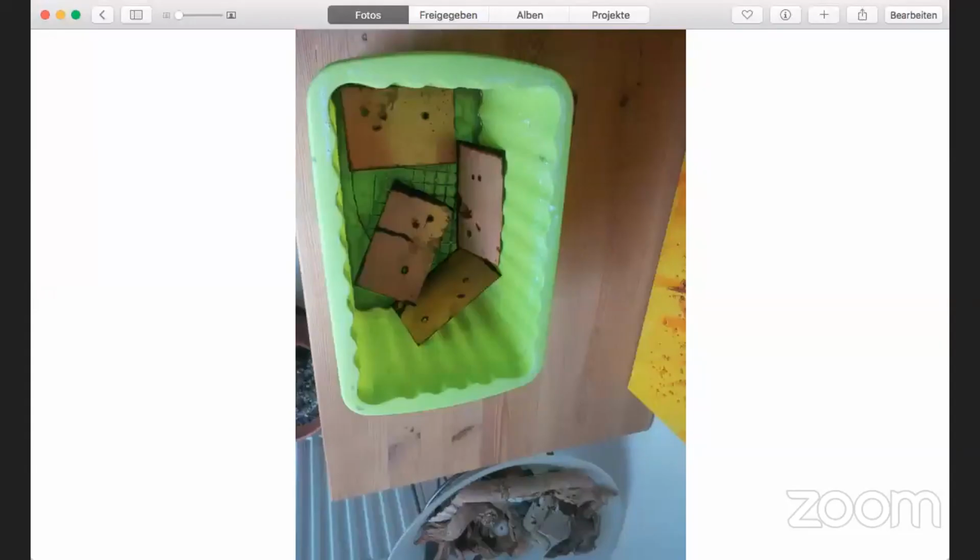Let's see. Still not seeing a picture yet. Ah, there we go. Yeah, it's quite a difference, all right. We're not hearing your audio, Klaus. Here, no, you can hear me.